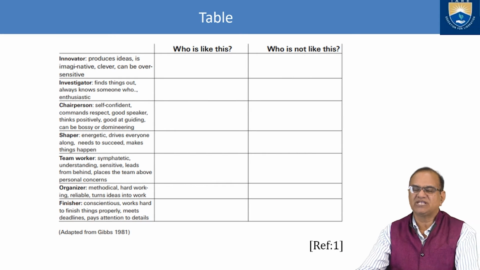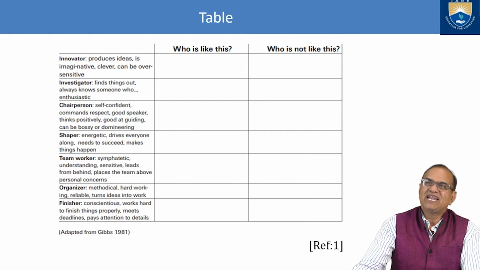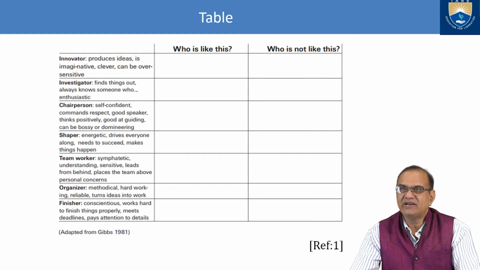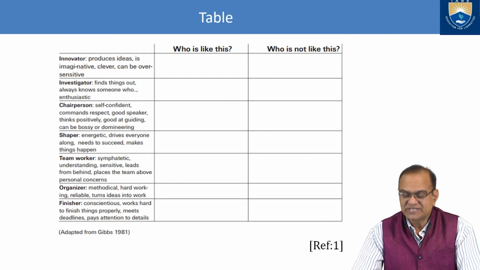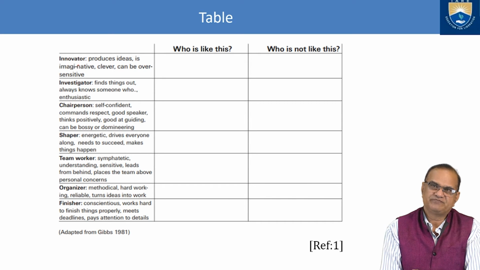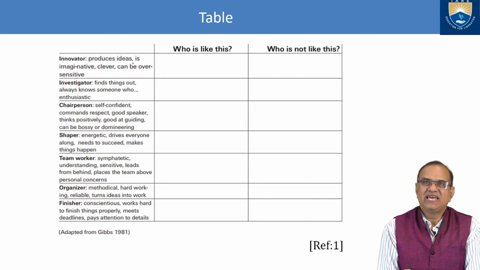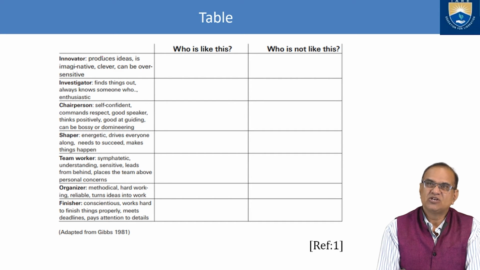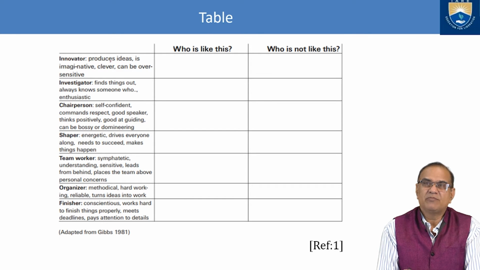Now I am going to discuss the table. So who is like this, who is not like this? In your team, this we have to decide, if there are 4 members. So the first role is the innovator. Produces ideas, is imaginative, clever, can be oversensitive. The innovator will produce new ideas, new thoughts.